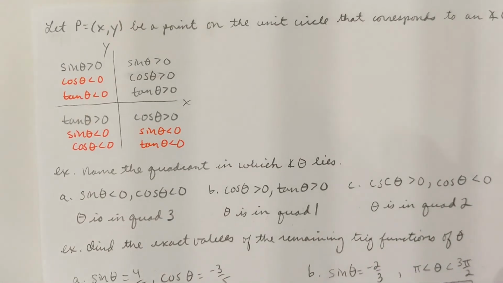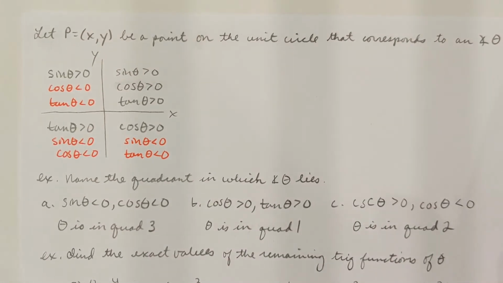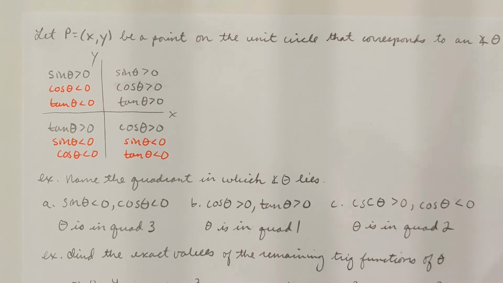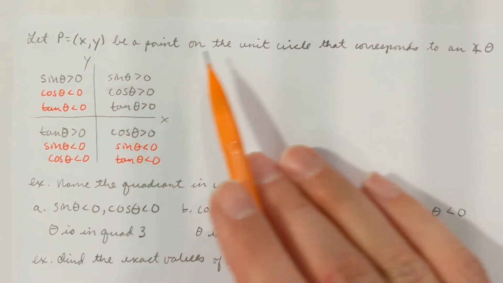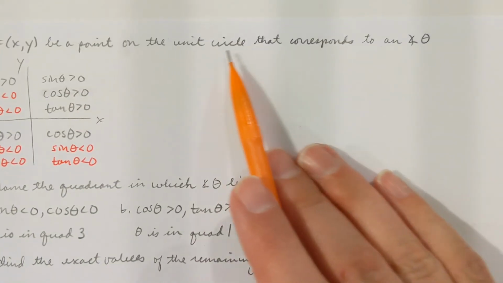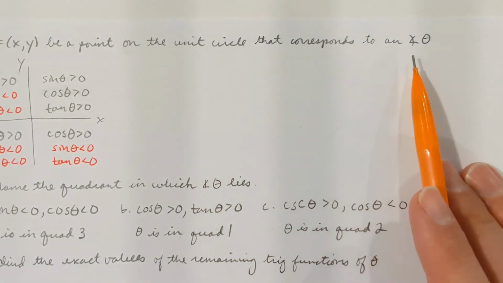The next thing says let P, which has coordinates x, y, be a point on the unit circle, so a circle of radius 1, that corresponds to an angle theta.